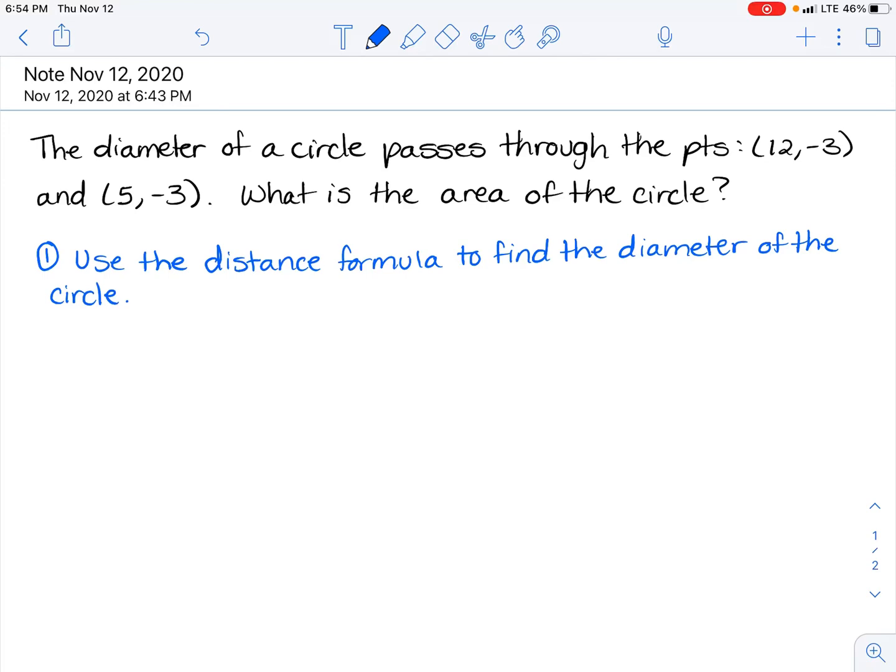Hello everyone. So now we're going to find the diameter of a circle, and we're going to use that to figure out what's the area of the circle. So here I'm saying the diameter of a circle passes through the points (12, -3) and (5, -3). And so I'm asking you, what is the area of the circle? So the first thing we need to do is find the diameter of the circle using the distance formula.